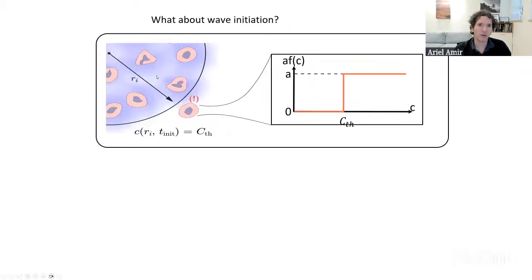We can ask another question. What about the wave initiations? If this is my fungal target and I have a neutrophil outside the target, will it always be triggered by the cells inside the target signaling the LTB4? Or is there maybe a target which is too small for which I will never trigger waves?